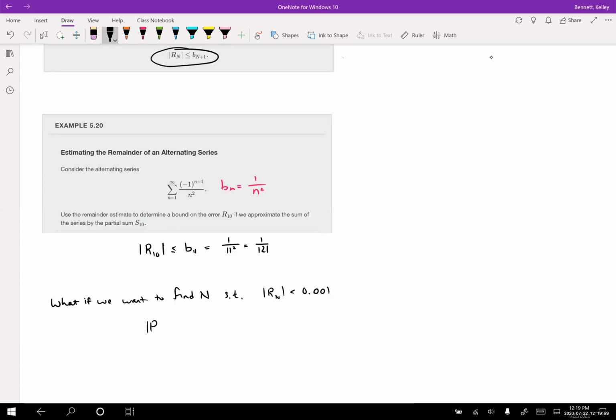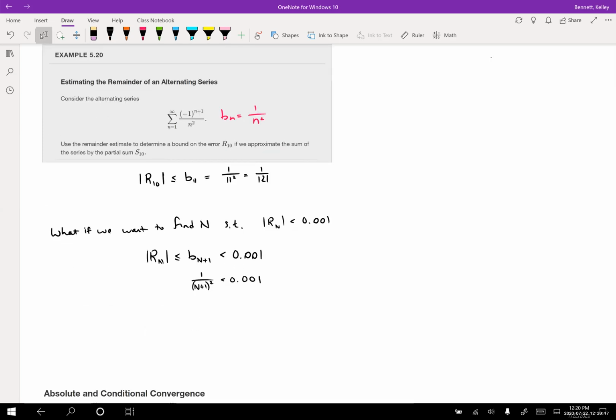So we know that R sub n is less than or equal to B sub n plus 1. And we want this to be strictly less than 0.001. So this is 1 over n plus 1 squared. And so in order to solve this, I get that 1,000 is less than or equal to n squared plus 2n plus 1. And so I would just solve this polynomial inequality.